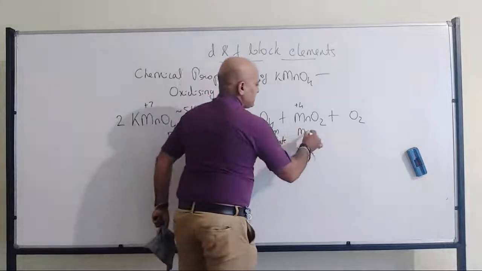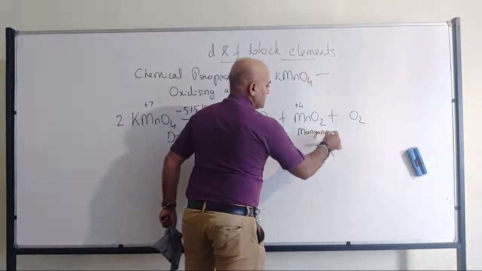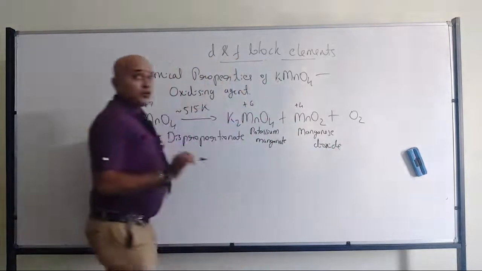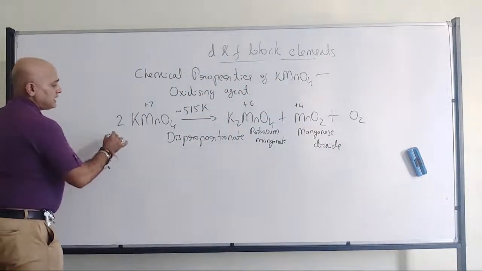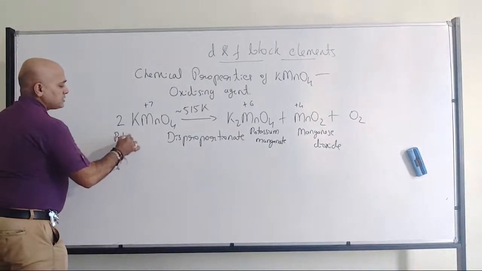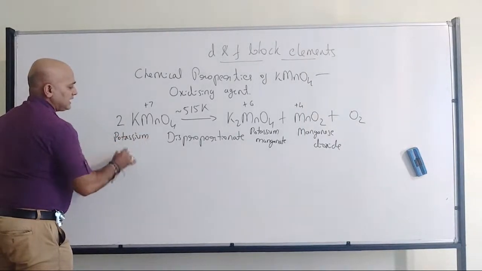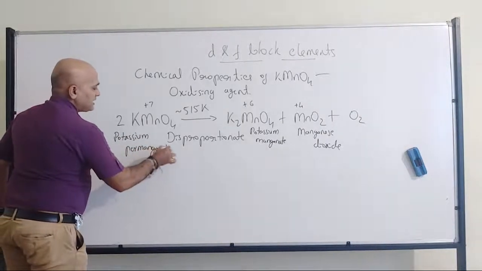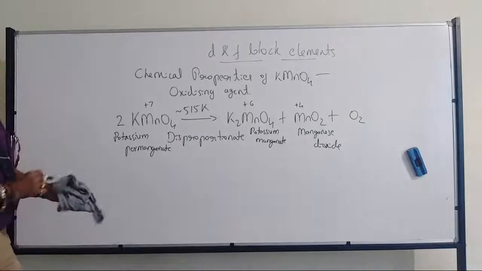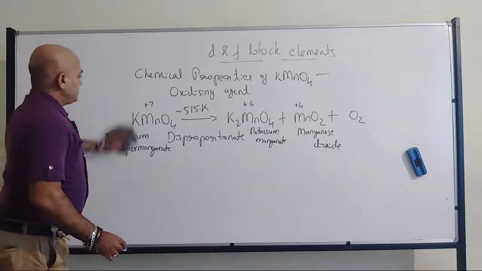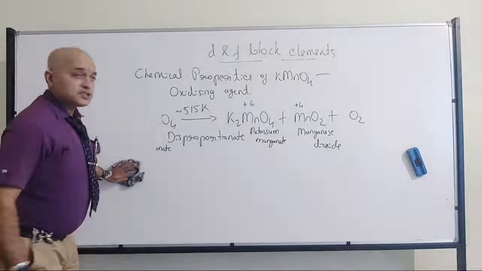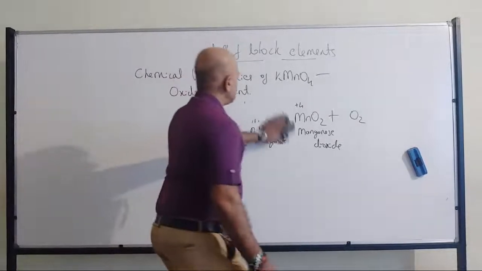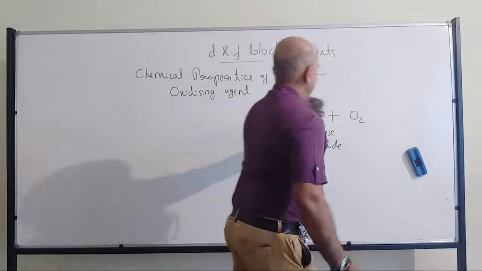And this is manganese dioxide. Don't write it as pyrolusite. No. Potassium manganate. And this is potassium permanganate. This is where we have the potassium permanganate. So here also there is a liberation of oxygen. Okay? All of you have understood? So this is what will happen when potassium permanganate is exposed to high temperature.